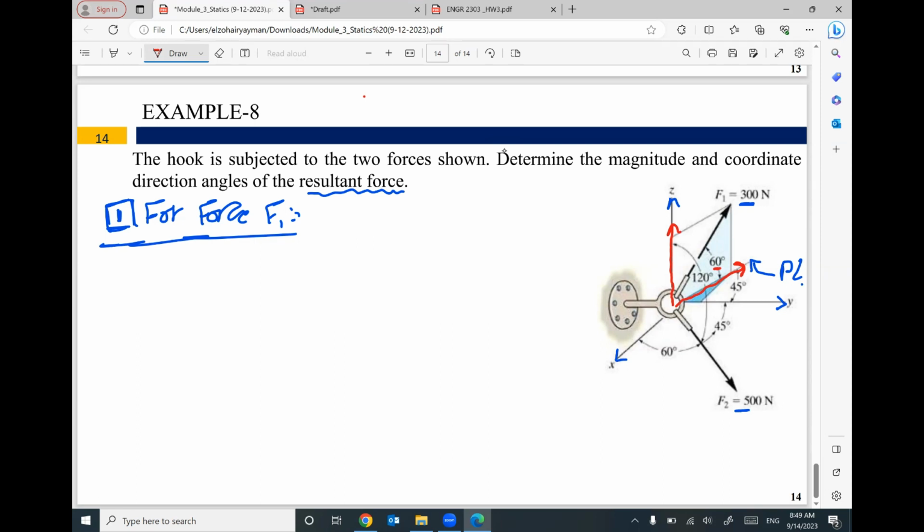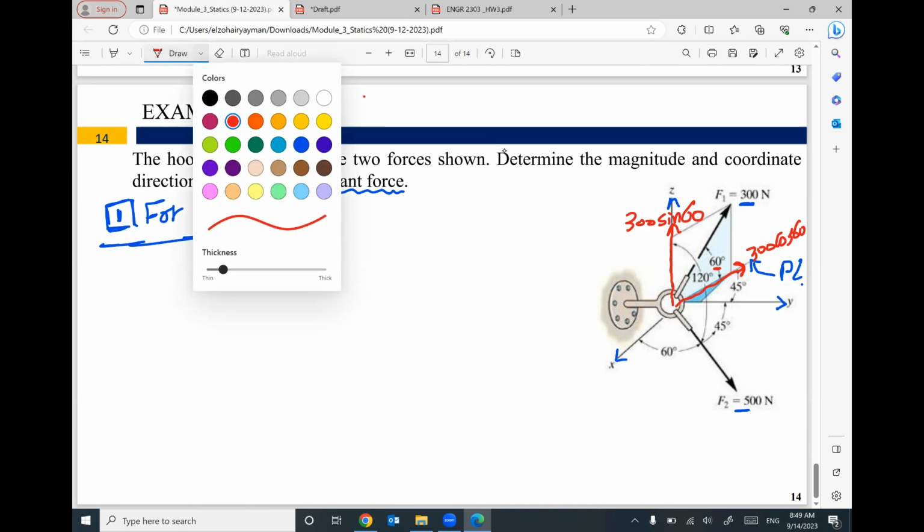That means I'm going to use cosine 60 and sine 60 to figure out the two components between Z and the projection line. The projection line component will be 300 times cosine 60. Why is this one cosine? Because it's adjacent to the 60. And the other one will be 300 sine 60. This is the first step. I broke the force F1 between the Z and the projection line.